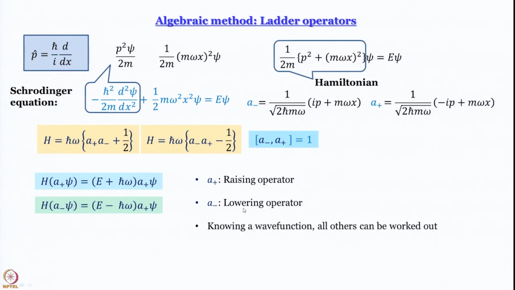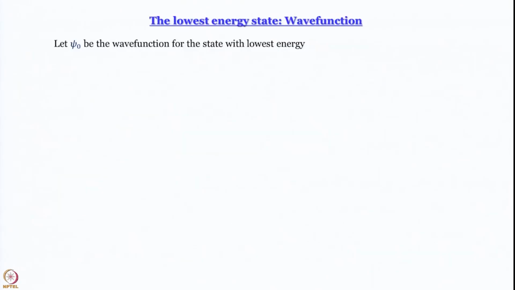And the good thing about this is that in principle, if we know one wave function, we should be able to work out the others by going up and going down the ladder using the appropriate ladder operator. If we know the energy of one level, we can work out all others, and this is something we will do in the next 15-20 minutes, right. So, this is what we had said, and now with this background, let us try to find out the wave function of the lowest energy state.